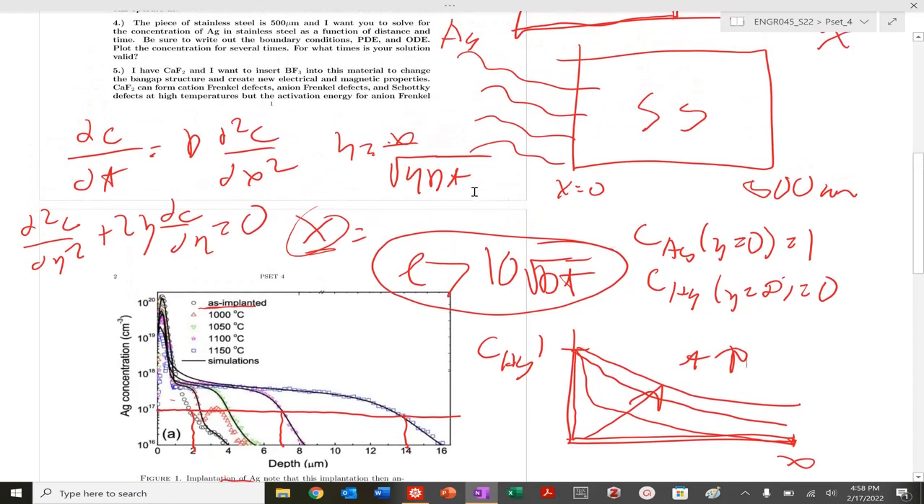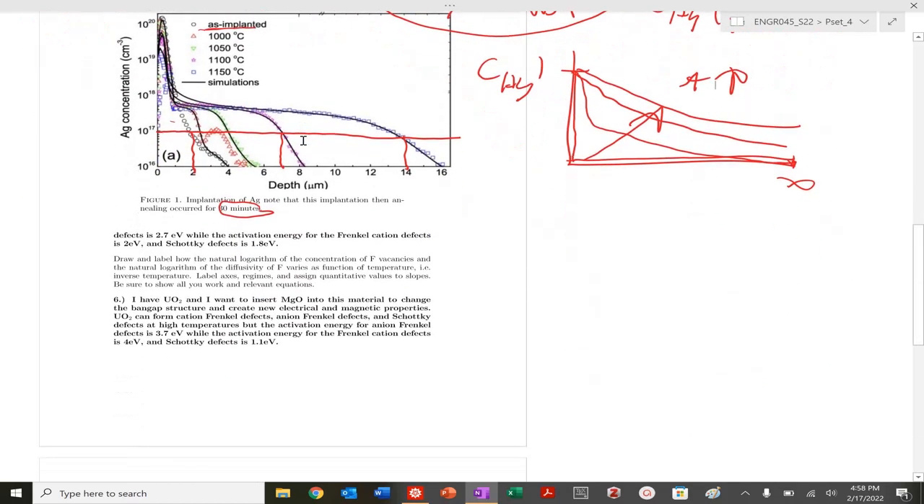Excellent. I have CaF2 and I want to insert BF3 into the material to change the band gap structure and create new electrical and magnetic properties. It could form Frenkel, all of these types of defects, but we see the Schottky defect as the lowest energy.